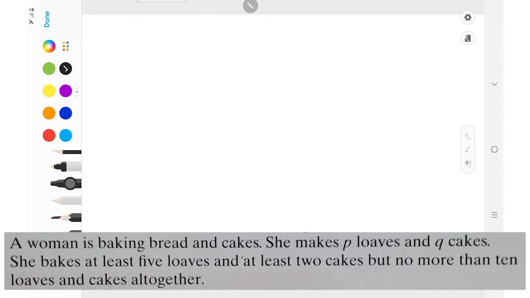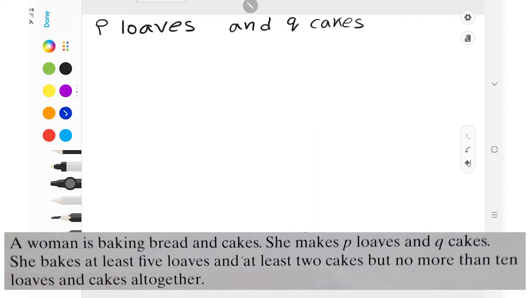Here we have a woman who is baking bread and cakes. So I will write what we have. She wants to bake P loaves and Q cakes. She bakes at least 5 loaves and at least 2 cakes.